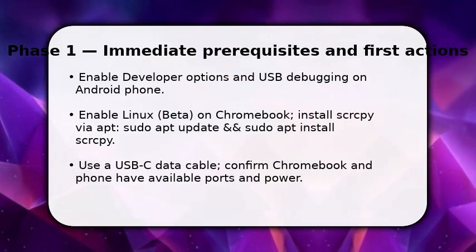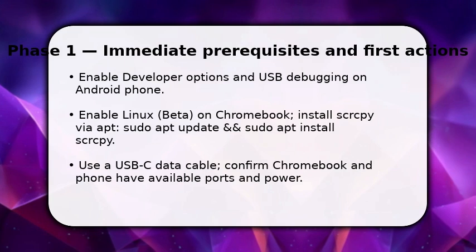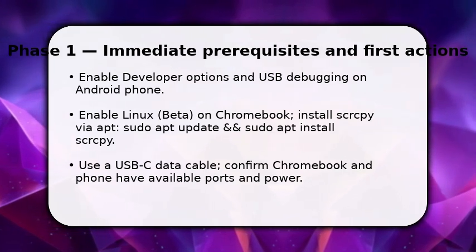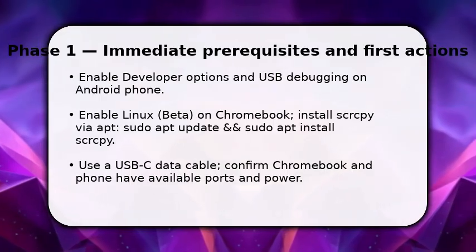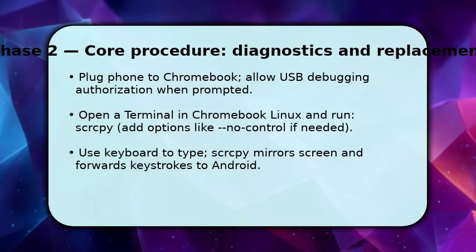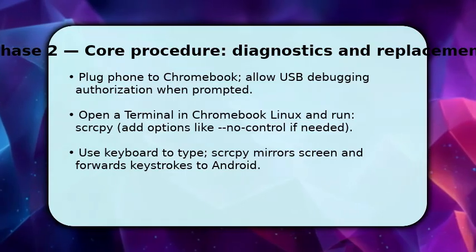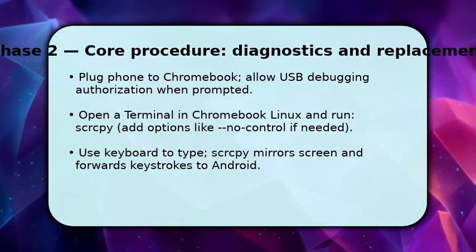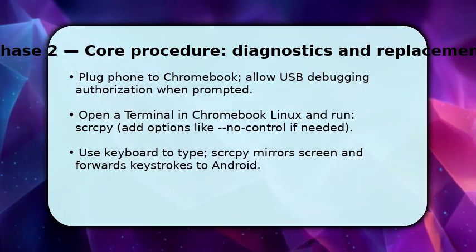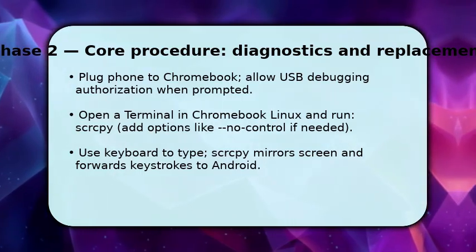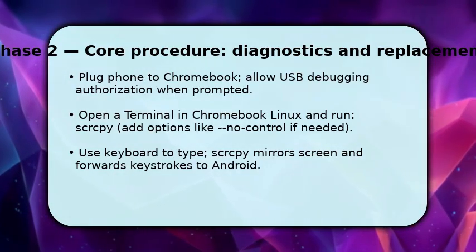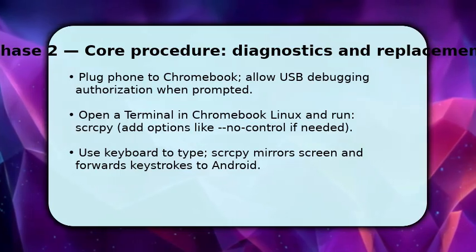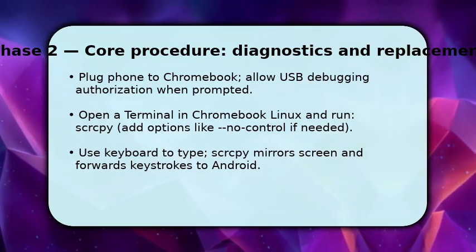Once done, keep both devices unlocked and close any apps that might intercept USB connections, so scrcpy can claim the device cleanly. Next, you plug the phone into the Chromebook and accept the USB debugging authorization dialog on the phone. That step permits input control. Then open the Linux terminal on Chromebook and run scrcpy. The tool mirrors the Android screen and forwards keystrokes and mouse input.